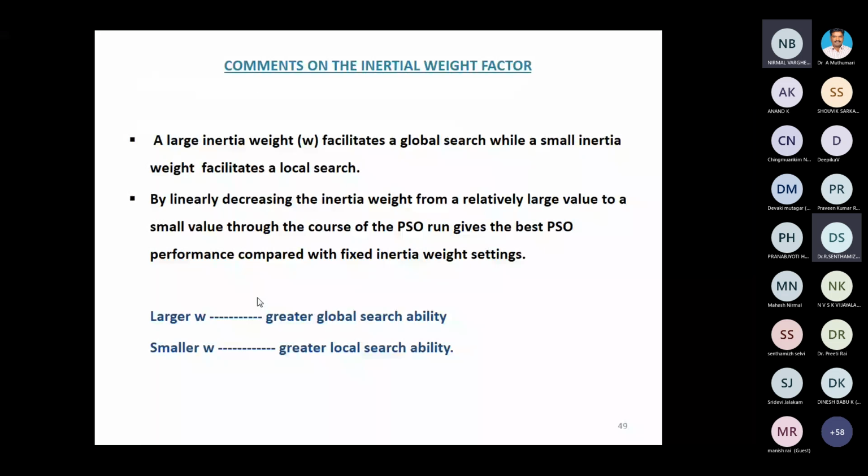Now, comments on the inertial weight factor. As I said, a large inertial weight facilitates a global search, while a small inertial weight facilitates a local search. That's what. You take a larger value, your global search will be very nice. And take a small weight factor, your local search will be better. Okay, so you see that we should trade off by linearly decreasing the inertial weight from a relatively larger value to a small value through the course of the PSO run, which gives the best PSO performance compared with the fixed inertia weight setting.